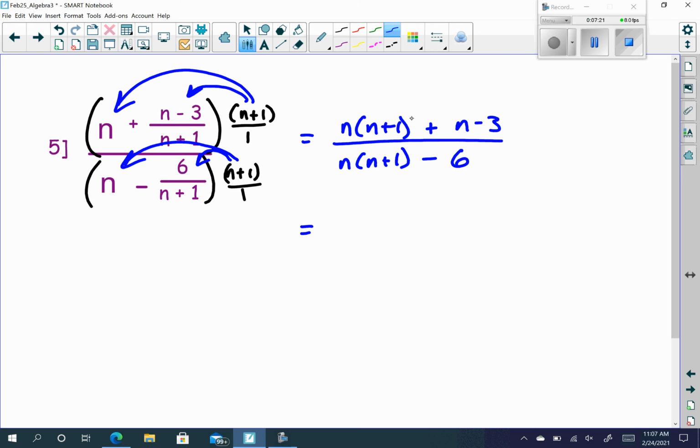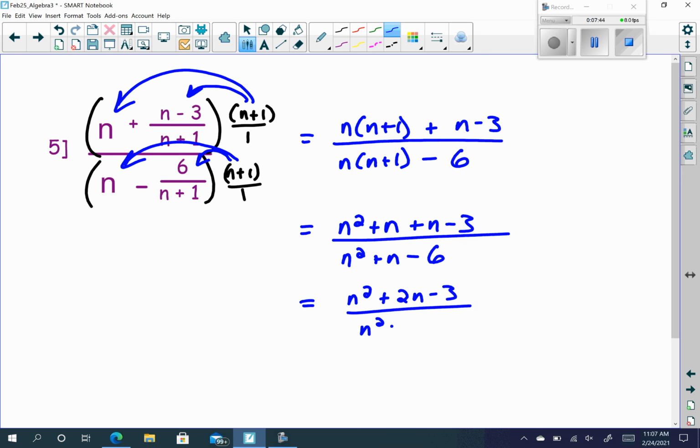Now, no, I cannot cross out these n plus 1's yet. Why not? Because I'm still adding and subtracting some terms. So I need to distribute. So now I'm going to get n squared plus n up top, plus n minus 3. Same thing down here, n squared plus n minus 6. Still can't cross anything out. Combine these two n's, so we get n squared plus 2n minus 3 over n squared plus n minus 6. Still can't cross anything out.